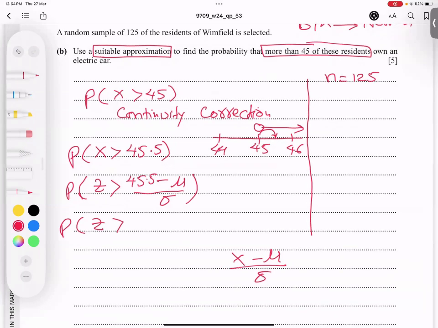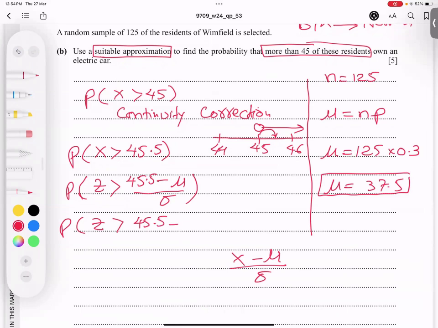Let's find the mean first of all. What is the mean formula? The mean formula is NP. What does P stand for? The car, and that is 0.3, which you have in the beginning. So N is 125 into 0.3. If we multiply this, you get 37.5. So I have the mu value, which I can plug in here: 45.5 minus 37.5.